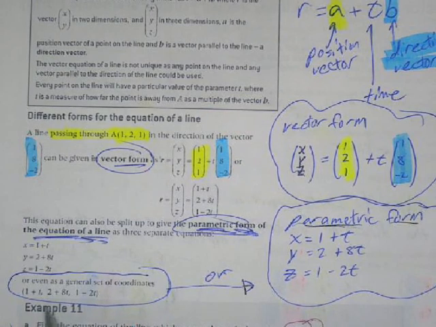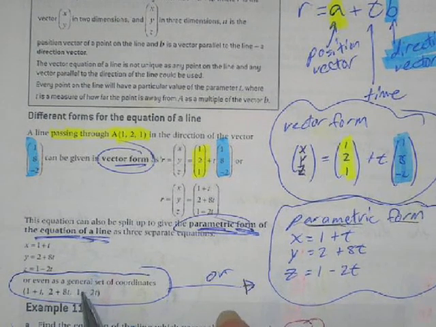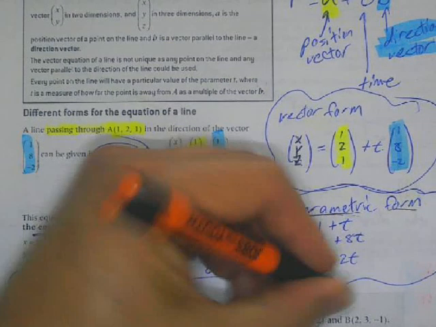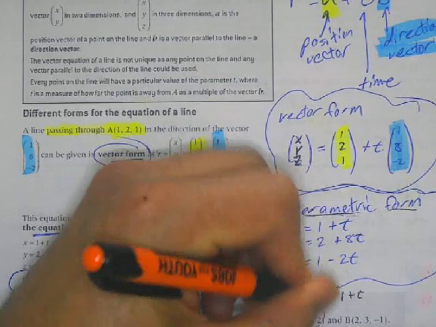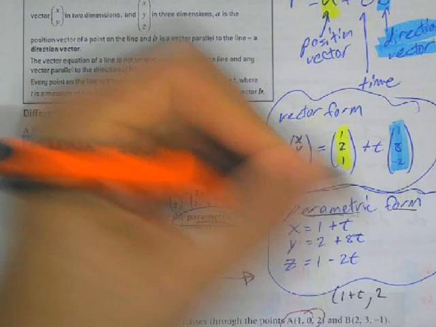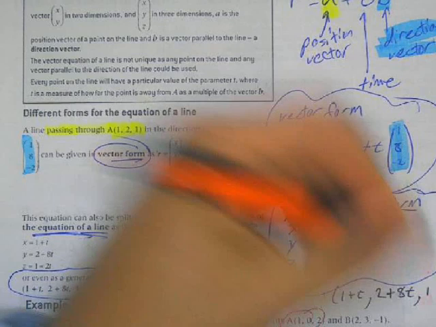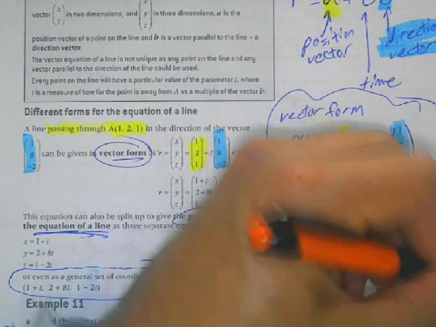And we can even write this in coordinates. I could write this in coordinates as (1 plus t, 2 plus 8t, 1 minus 2t). I can write it in coordinates.